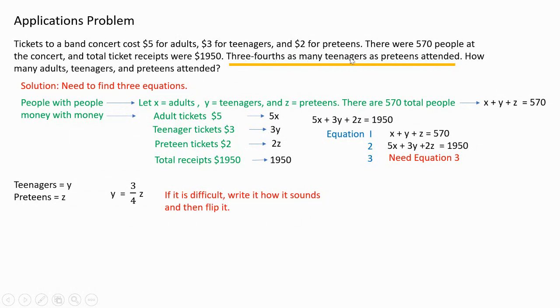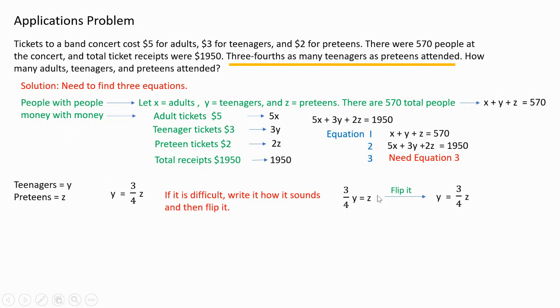So 3/4 as many teenagers, right? So it's going to be 3/4 y equals z, right? Isn't that the way it sounds? But then you flip it. You send the 3/4 over here for the z. Maybe flip it is not the right word to say, but maybe next time I can change it once I find wording that's easier.